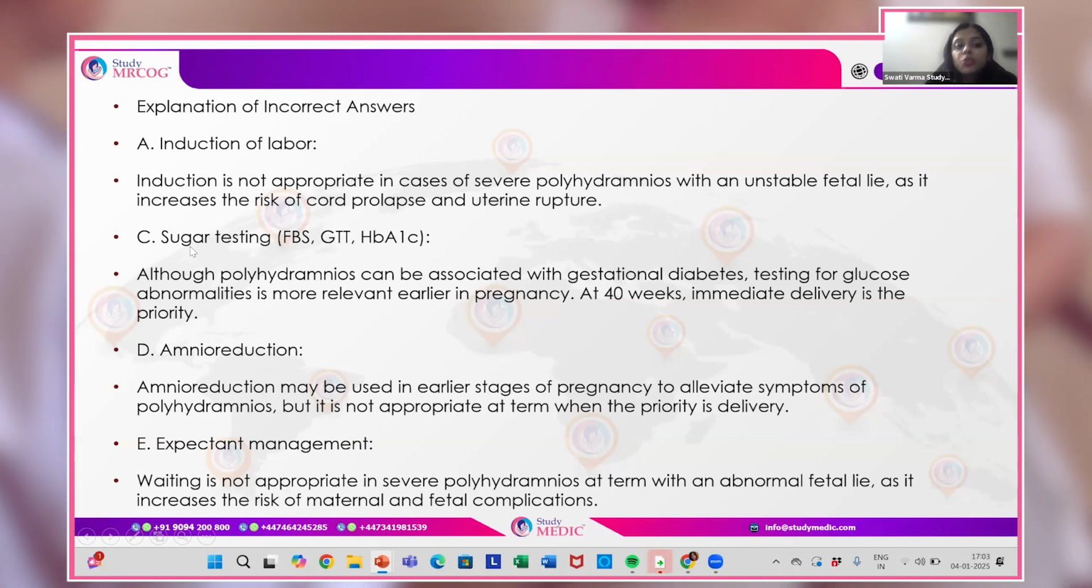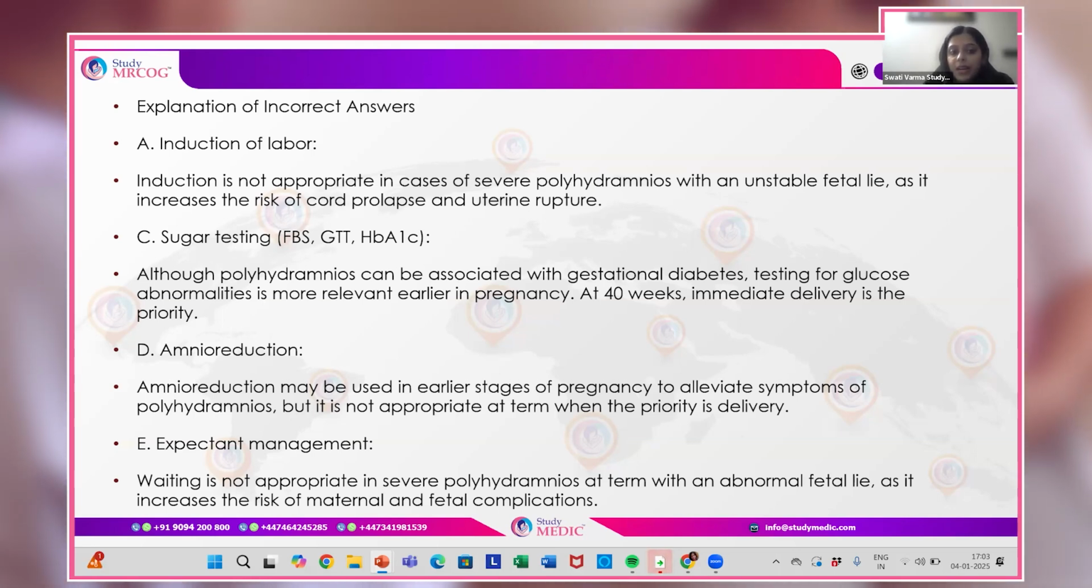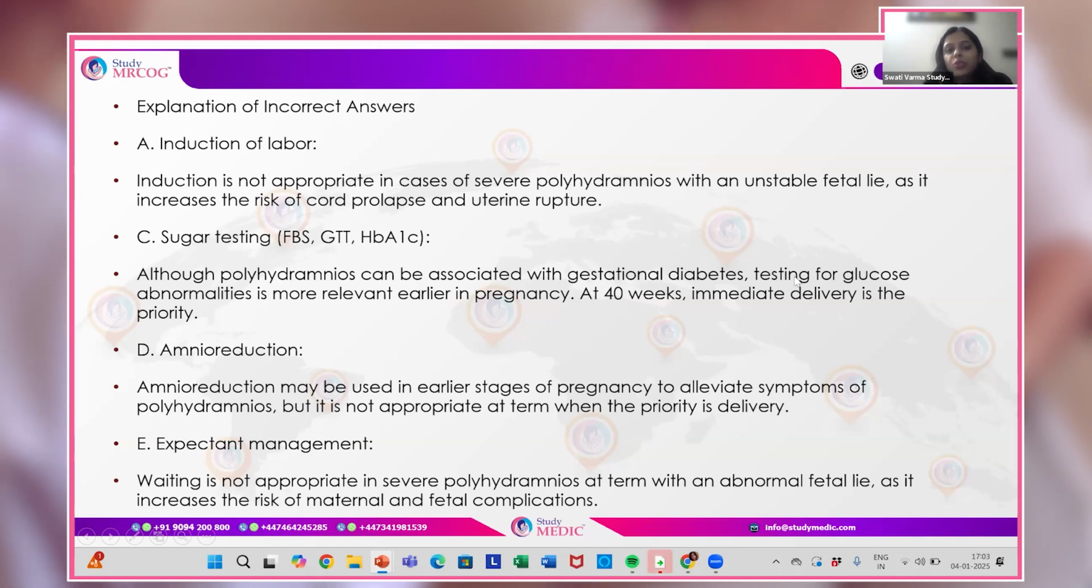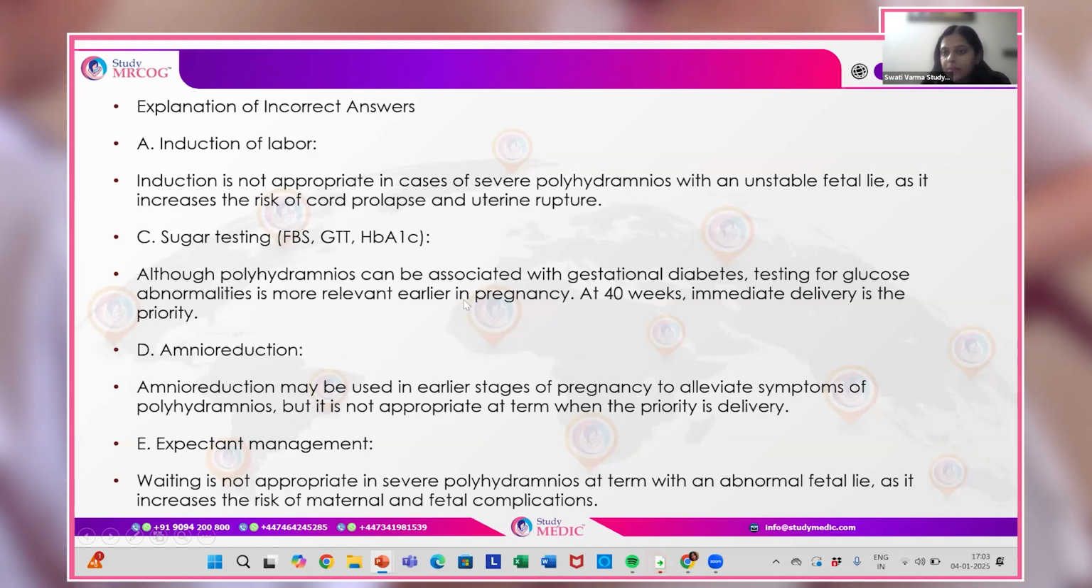Some of you might think, why not sugar testing? Let's first test her sugar. But yes, of course, sugar testing will be a part. But as of now, immediate delivery is the priority. Testing for glucose abnormalities would have been relevant earlier in pregnancy.